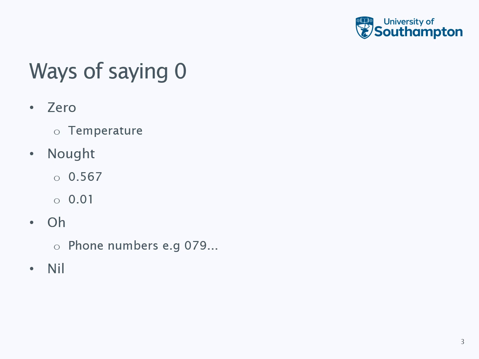Another way that we sometimes use to say zero is O. It wouldn't usually be used though with temperature or around decimal points in numbers. Most typically it's used sort of in things like telephone numbers, 079 blah blah blah.